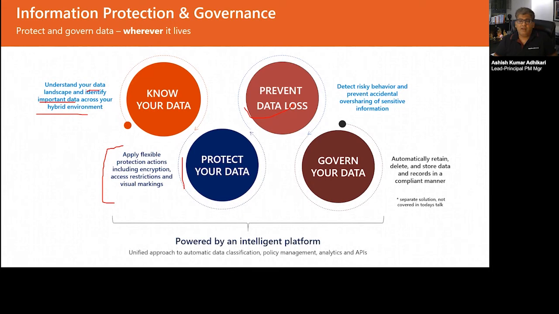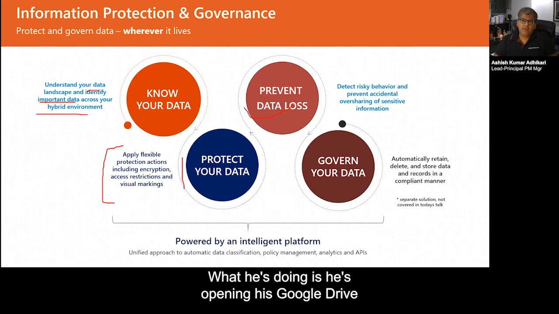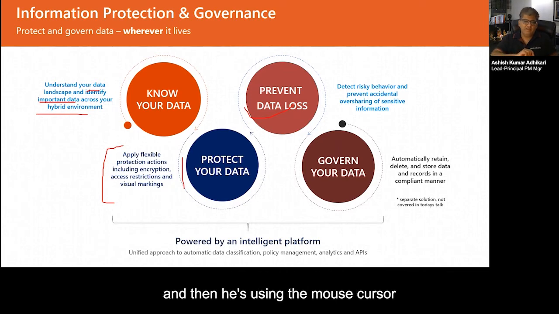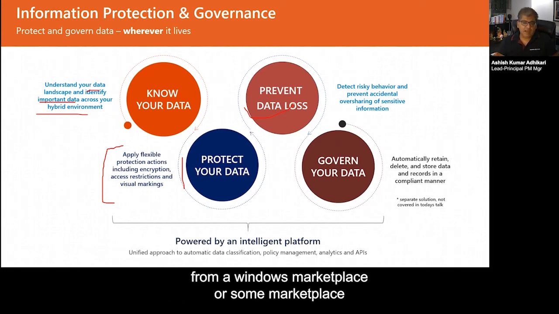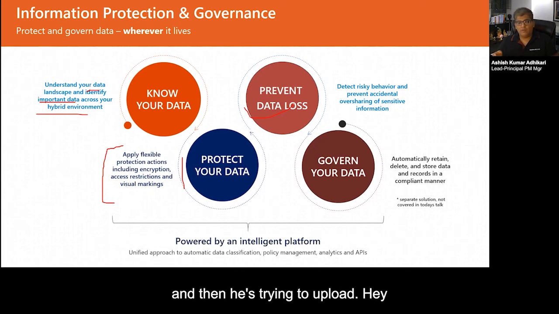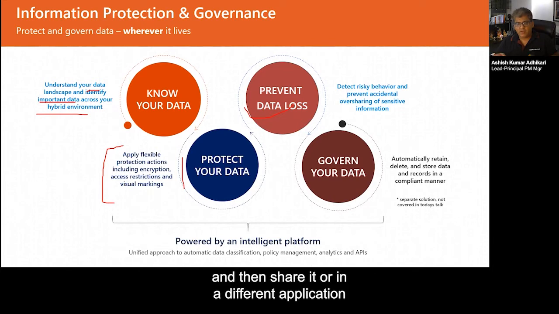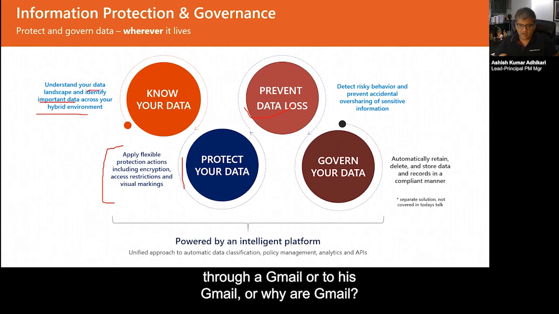Hey, can I prevent that? He's a smart guy. What he's doing is opening his Google Drive and then using the mouse cursor to shift the files there. Can I protect that? Or he's downloaded a P2P application from a Windows marketplace or some marketplace and then he's trying to upload. Hey, I don't want people to open it in a different file format and then share it, or in a different application and then share it. Or maybe easiest of all, he's picked up some sensitive files and then he's sending it to his Gmail or via Gmail. How do I protect it?